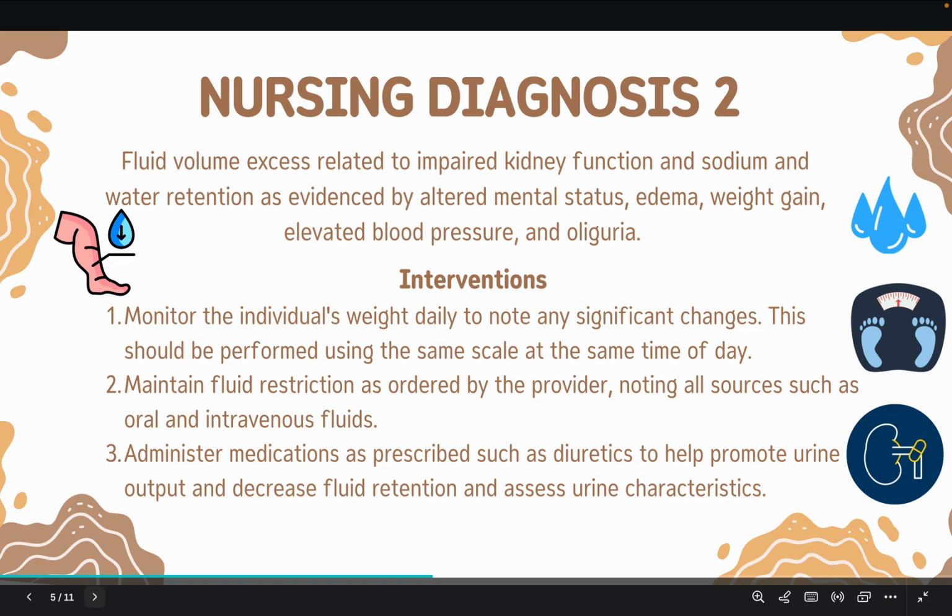Maintain fluid restriction as ordered by the provider, noting all sources of fluids such as oral or IV fluids. Administer medications as prescribed, such as diuretics, to help promote urine output and decrease fluid retention, and assess urine characteristics as well, such as color, smell, and if it's cloudy or anything along those lines.